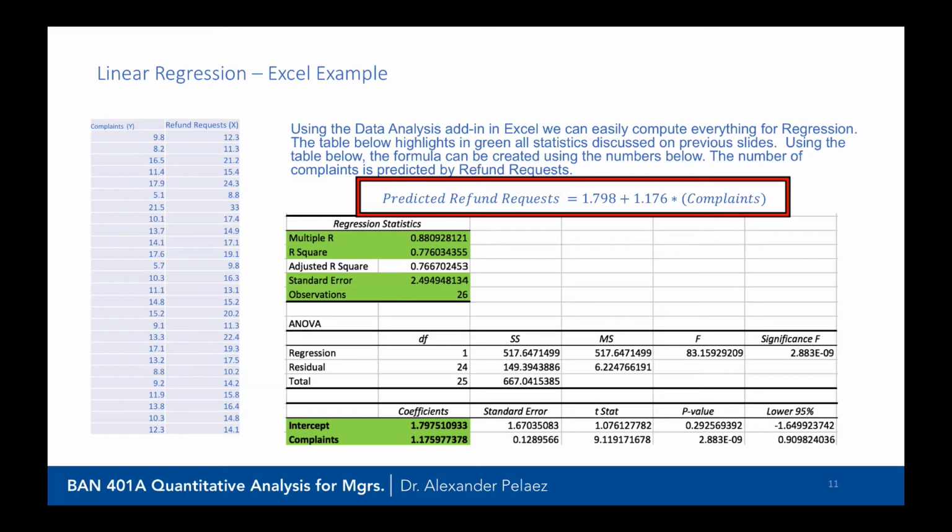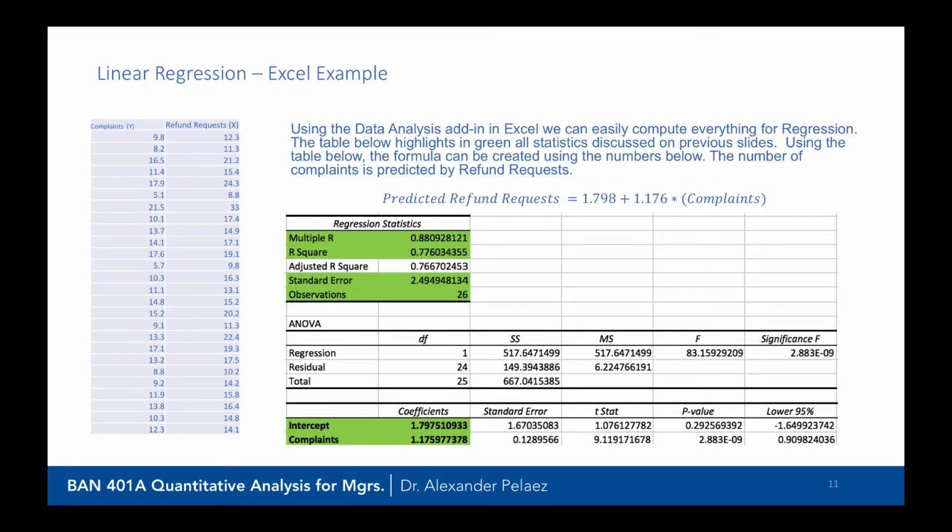And we can interpret this as every additional complaint will yield an increased number of refund requests by 1.176. Because again, if complaints was 10, we'd multiply that by 1.176. If it's 11, we'll multiply 11 by 1.176. So every additional complaint will give us 1.176 more refund requests. And that's how we would interpret this. Now, we're going to interpret a lot of these values more specifically in some of the later modules. But this is the result that we get, and this is how we handle our interpretation.